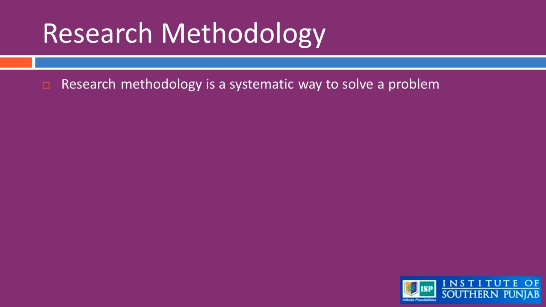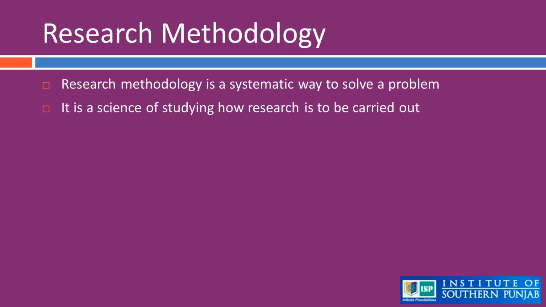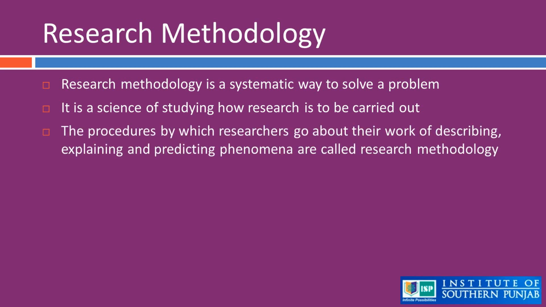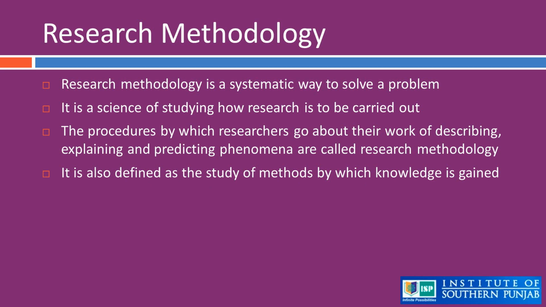Now, what is research methodology? Research methodology is a systematic way to solve a problem. It is the art of carrying research. It is a science of studying how research is to be carried out. The procedures by which researchers go about their work of describing, explaining, and predicting phenomena are called research methodology. It is also defined as the study of methods by which knowledge is gained. Its aim is to give the work plan of research.